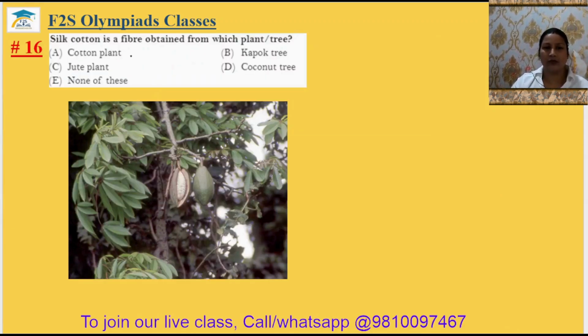Question number 16. Silk cotton is a fiber obtained from which plant? So silk cotton plant, from the cotton plant we obtain cotton fiber, kapok trees. This is the kapok tree and we obtain silk cotton from the kapok tree only. So 16th answer will be option B.